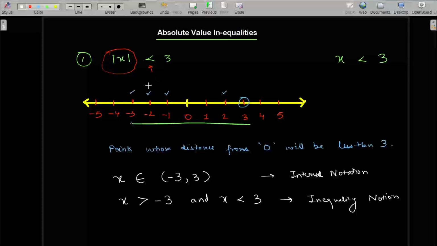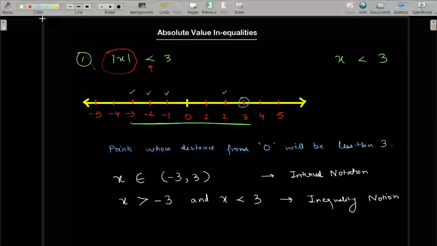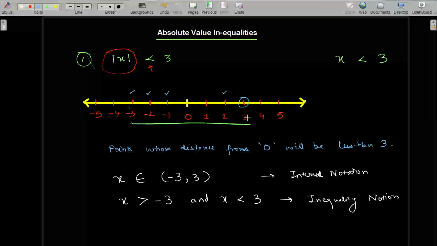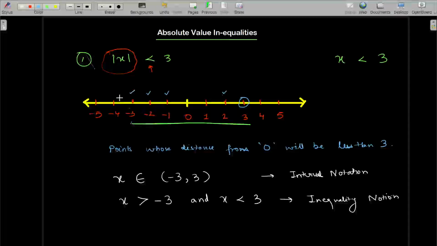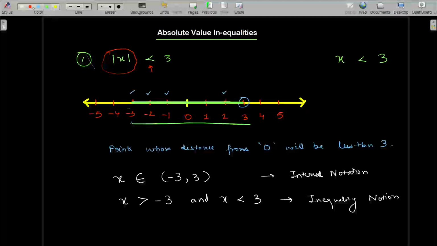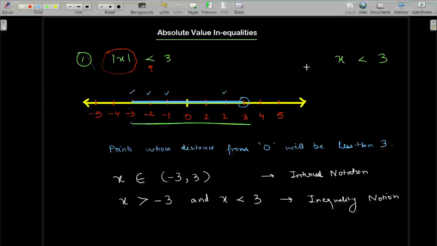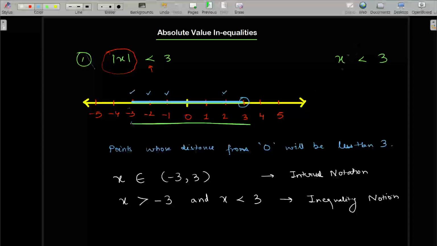Now let's talk about -3 and 3. Should we include -3 and 3? So now if you have to plot the solution on the number line, Anishka, it's going to be this. You said that it is going to be an arrow on the left side, right? You said an arrow towards the left side of 3. But that will be the solution for this inequality.